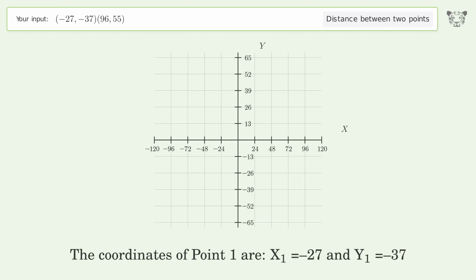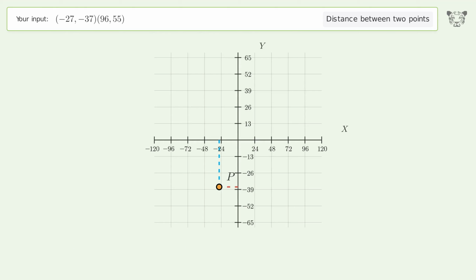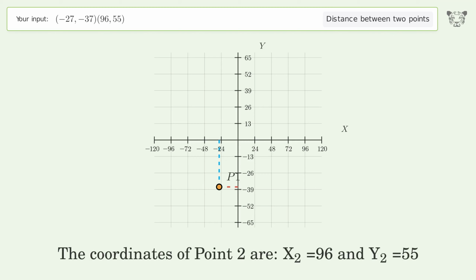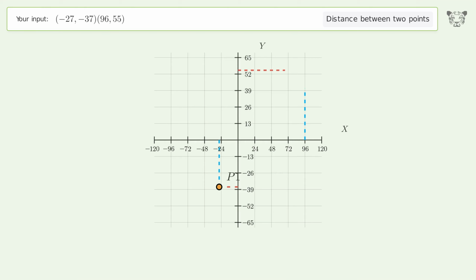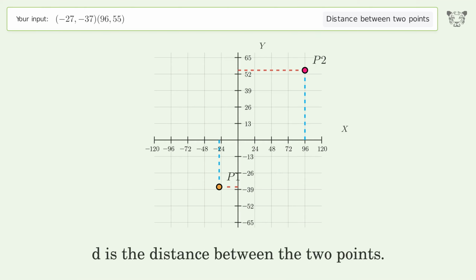The coordinates of point 1 are x1 equals -27 and y1 equals -37. The coordinates of point 2 are x2 equals 96 and y2 equals 55. D is the distance between the 2 points.